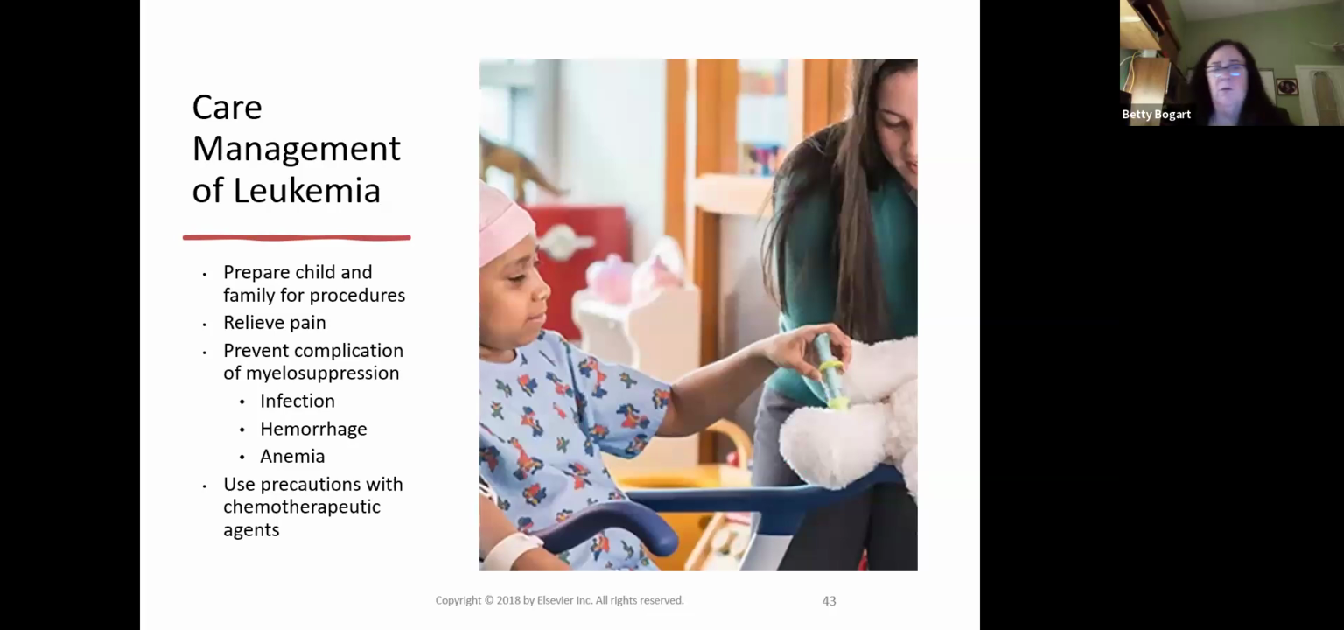So the kid got leukemia. A lot of stuff is going to go on, like I said. We're going to be accessing the port, which is putting a needle inside the skin in order to get blood from them. They're going to be getting chemo. They're going to be feeling terrible. All of this is going on with them. Our biggest thing is to prepare them properly, make sure they're not in pain, and then prevent any of the complications. Again, it's red blood cells, white blood cells, platelets, all of the above. So we have infection, hemorrhage, anemia. So again, be careful.